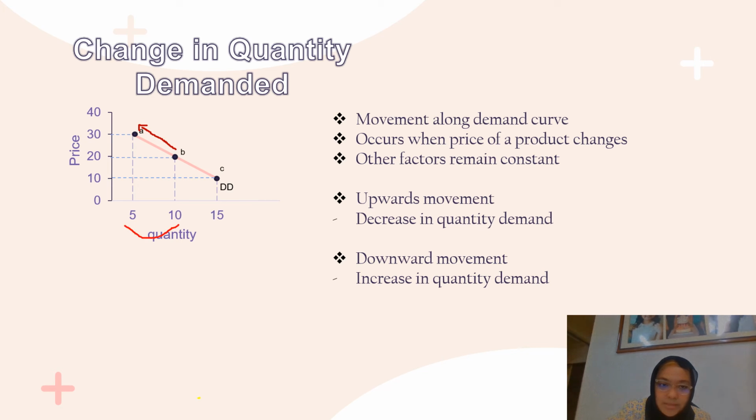So that means from here there is a decrease in quantity. And then next, for the downward movement and the increase in quantity demanded, we'll use green color. Okay, downward movement from B to C, and it says increase in quantity demanded. Let's take an example. Price 20, quantity 10. Price 10, quantity 15. So it's clearly proven that the quantity is also increasing.